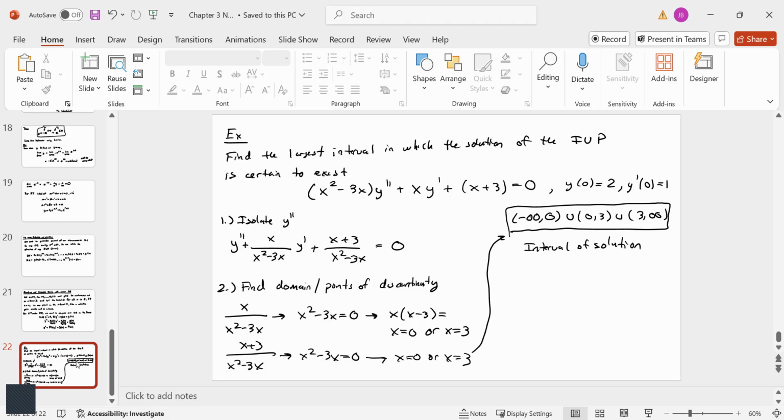And we analyze this and we say, okay, we look at our x values right here. Step 3 is find the interval that contains the initial condition. So y of 0 equals 2, y prime of 0 equals 1. Again, that's x and that's x.